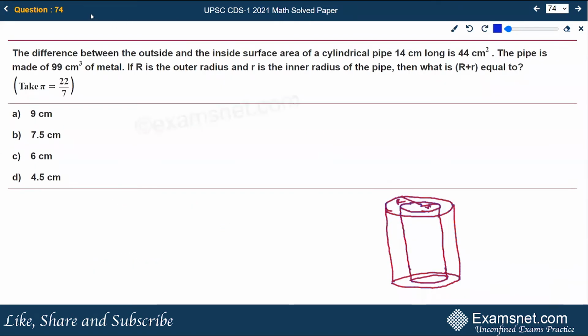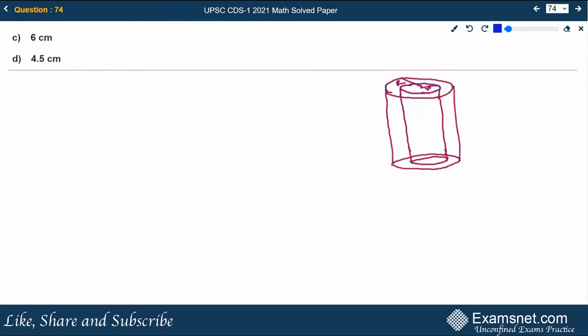In question number 74, we are given the difference between the outside and the inside surface area of a cylindrical pipe of length 14 centimeter, that is 44 centimeter square. The pipe is made of 99 centimeter cube of metal. If capital R is the outer radius and small r is the inner radius of the pipe, then what is the value of small r plus capital R equal to?